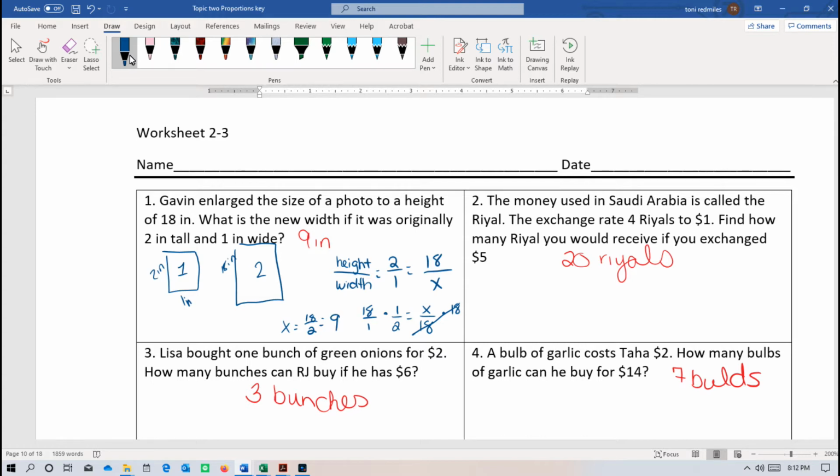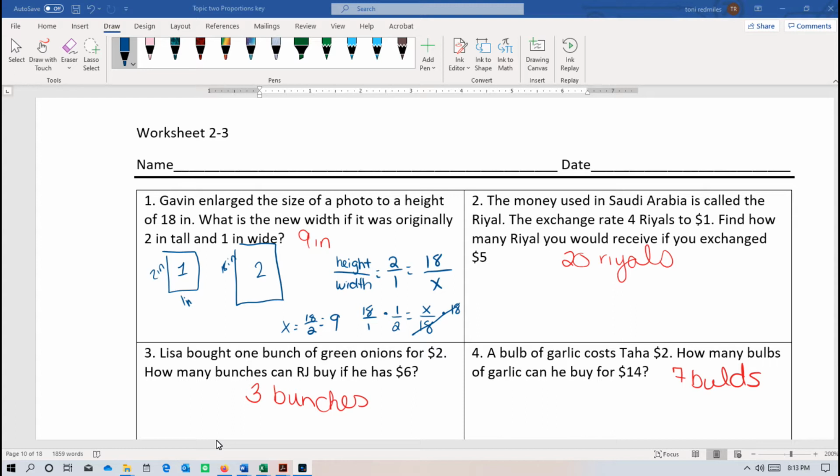All right, the money used in Saudi Arabia is called... I said I was going to have this down by this video. I always have to look at the phonetic. Hold on. All right, the money used in Saudi Arabia is called the rial. The exchange rate is 40 rials for $1. Find how many rials you would receive if you exchange $5.